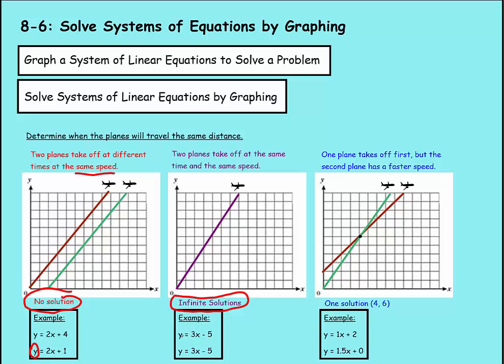An example of that would be y equals 3x minus 5, slope and y-intercept. And this equation has the same slope and the same y-intercept. So there are going to be two lines right on top of each other.